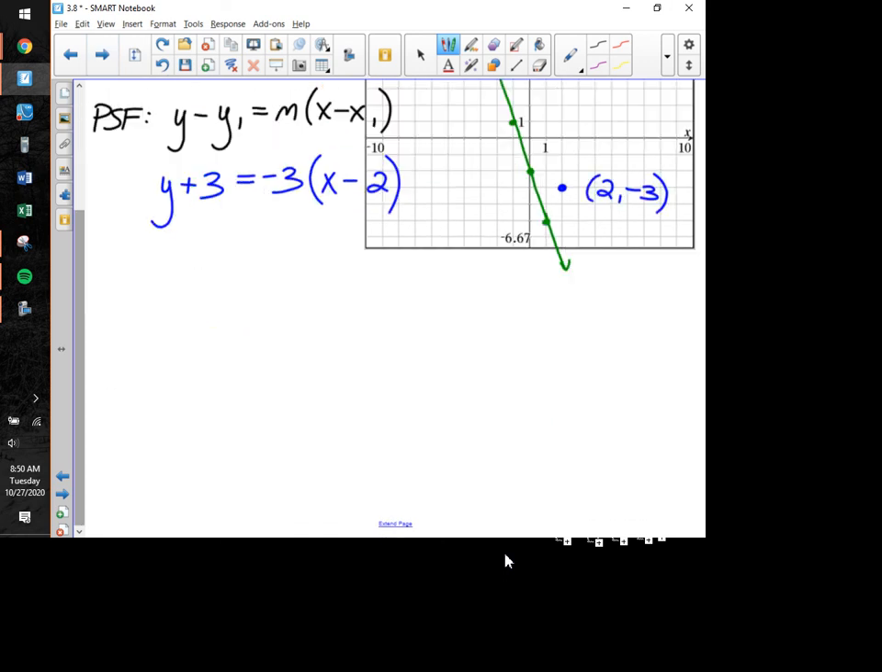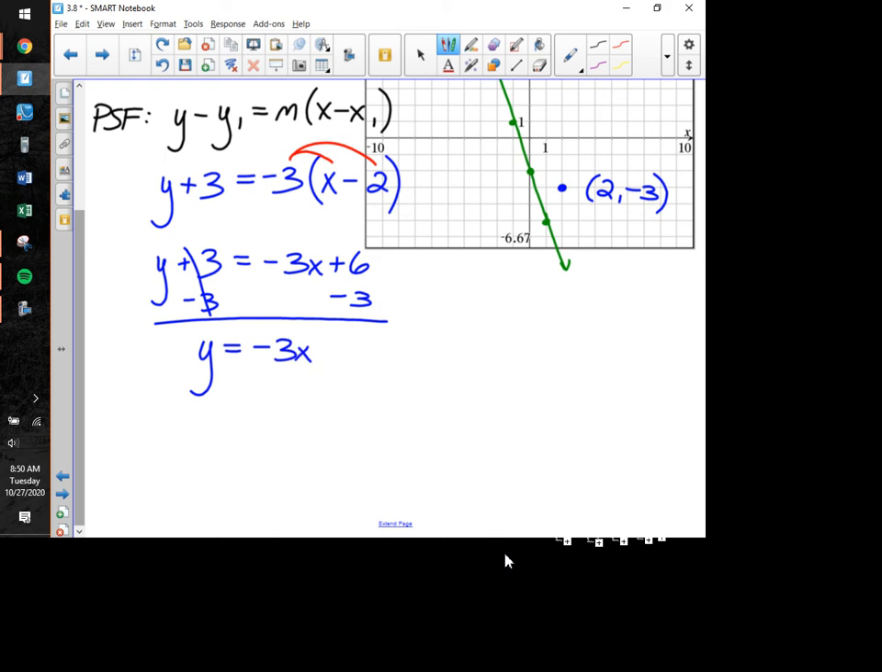Now we're going to simply solve this thing for y to get it into slope-intercept form. So I'll distribute that -3 and get y plus 3 is equal to -3x plus 6. We will subtract 3 from both sides here and get our answer of y equals -3x plus 3. That should be the answer, everybody, and in most cases that's where we're going to quit.